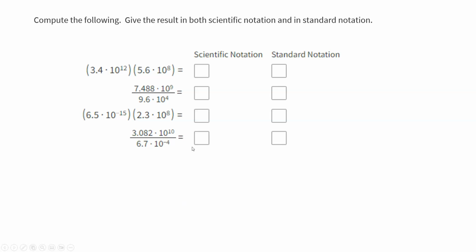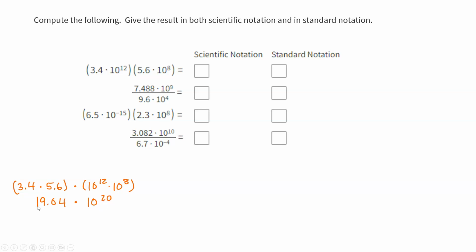So the way it's typically done, if you want to do 3.4 times 10 to the 12th times 5.6 times 10 to the 8th, remember two parentheses next to each other is multiplication, you're going to multiply the first portions, and then you're going to multiply the powers of 10. So 3.4 times 5.6 is 19.04. 10 to the 12th times 10 to the 8th, according to your rules of exponents, you would add these and get 10 to the 20th.